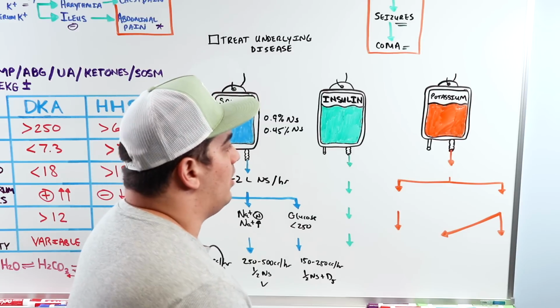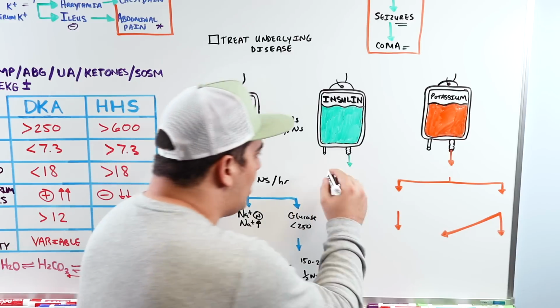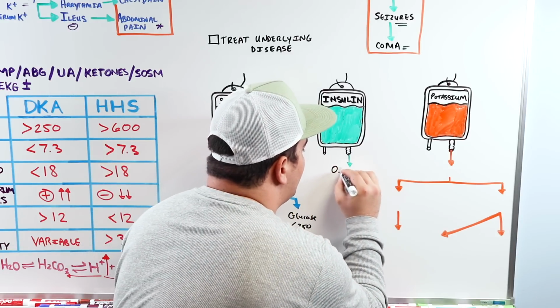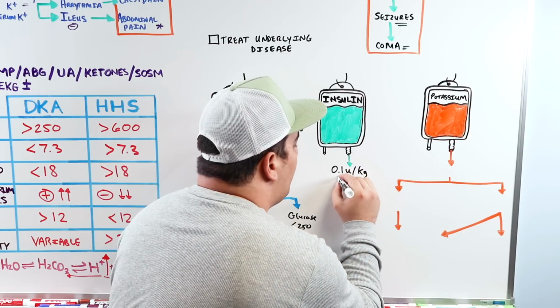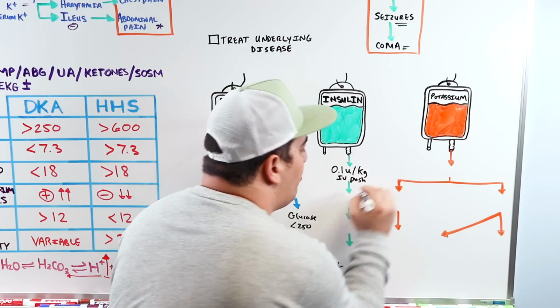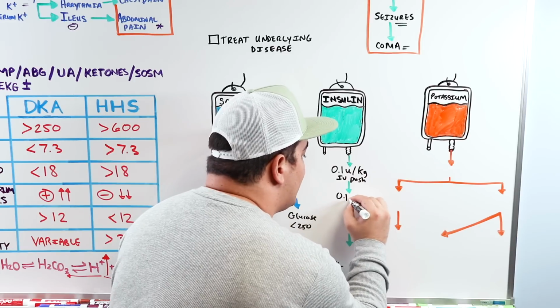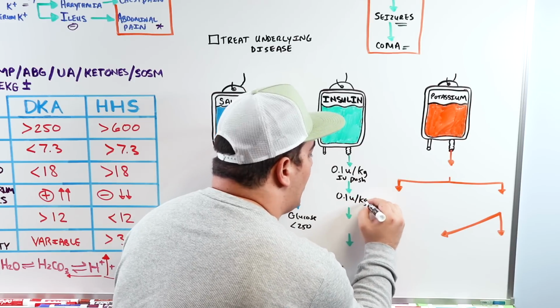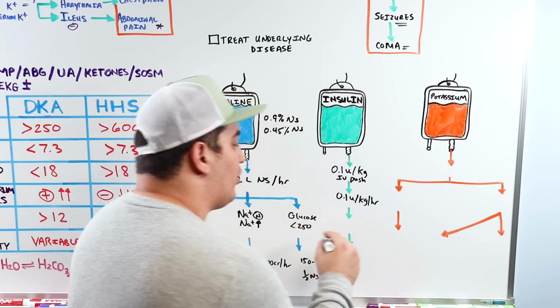The next thing is the insulin. We've got to give them insulin to push that glucose into the cells. So when I do that, I'm going to start them off at a 0.1 unit per kilogram dosage, and we're going to do this as an IV push. Then we're going to switch them to a drip where we keep that rate at 0.1 units per kilogram of body weight per hour. What we'll do is recheck their glucose.